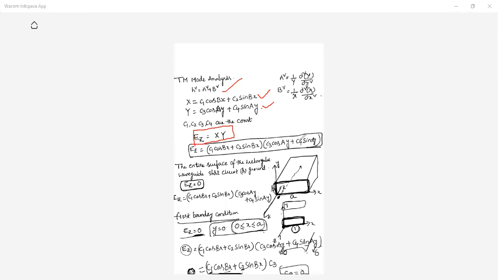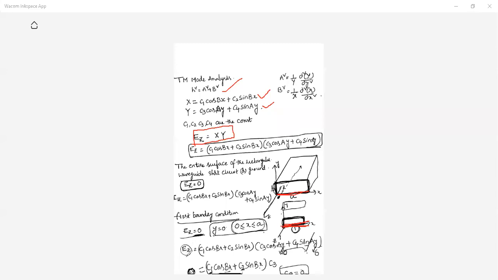The entire surface of the rectangular waveguide acts as short or ground, and Ez is equal to 0 since the entire surface is made up of metal conductor. So it acts as a short circuit or ground, so Ez becomes 0. What is the first boundary condition? I am taking this boundary. Y is equal to 0, but X is varying from 0 to A, because the broader dimension we are taking here is A.